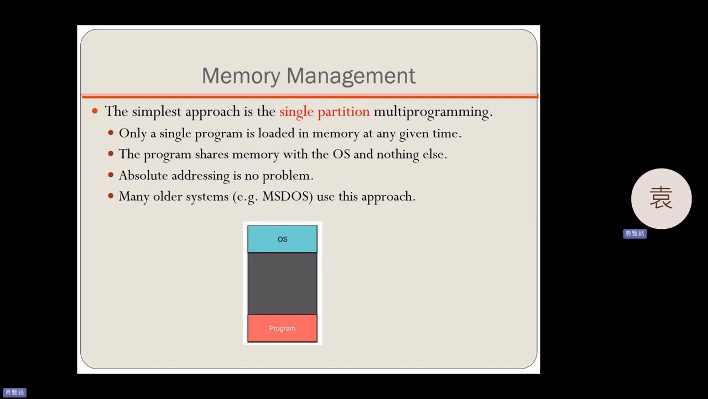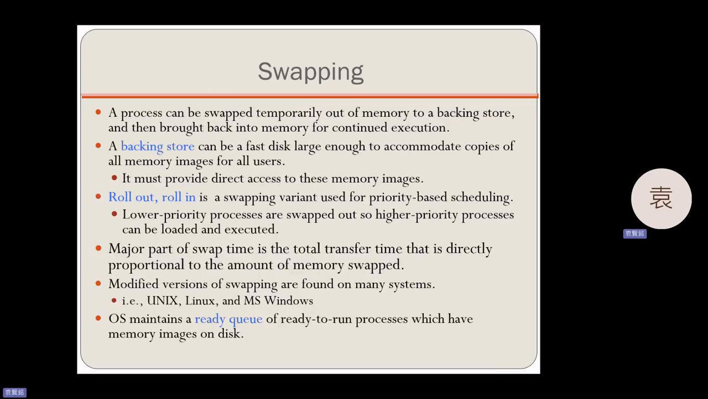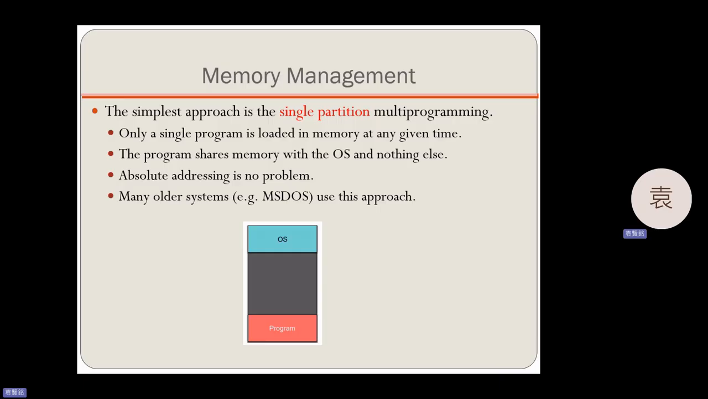Many early systems used this approach. To do multi-programming, the operating system needs to move the current program, the running program, back to the disk if it is using I/O, in order to reuse the CPU, and load another program which is ready into the memory. We call this swapping.